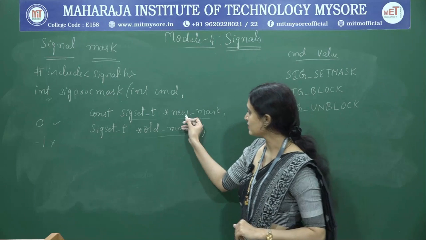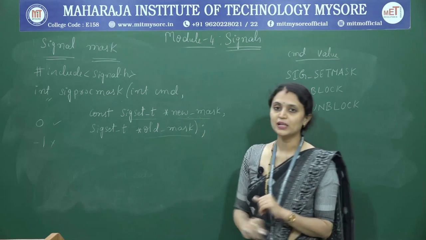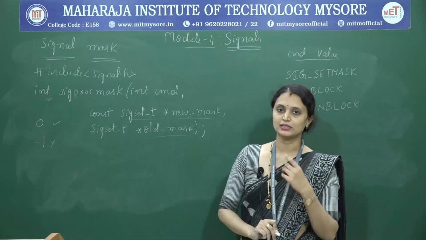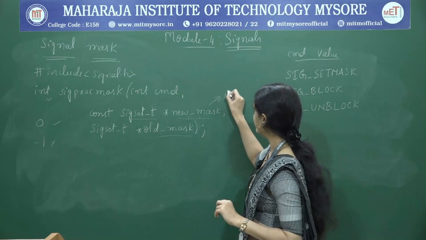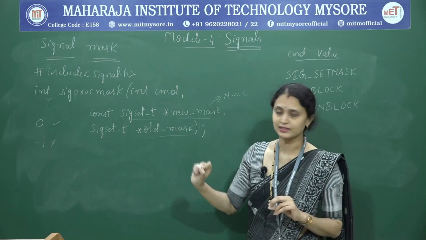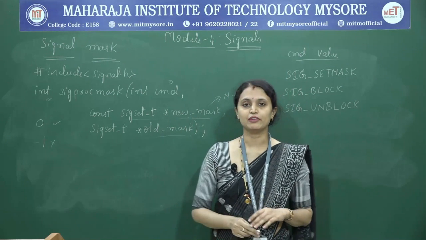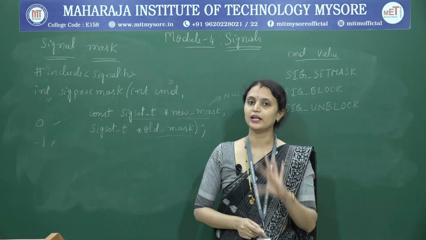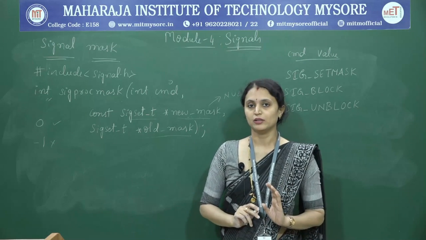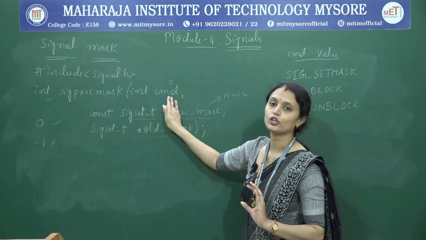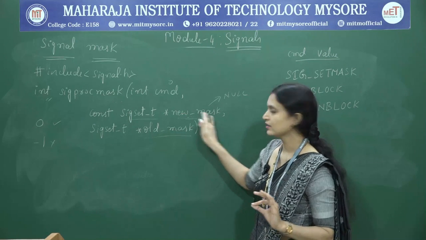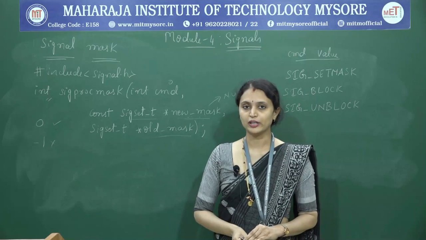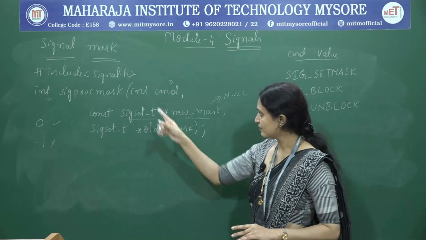And suppose, as I said, here new mask will contain a set of signals that has to be blocked, right? Suppose if this is given as null, in that case even the command will be 0. That means the command argument has to be ignored, because the command argument exists only based on the new mask argument value. So this is about the sigprocmask.